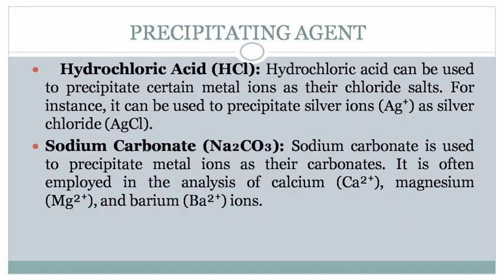Third, hydrochloric acid, HCl. Hydrochloric acid can be used to precipitate certain metal ions as their chloride salts. For instance, it can be used to precipitate silver ions, Ag+, as silver chloride, AgCl.